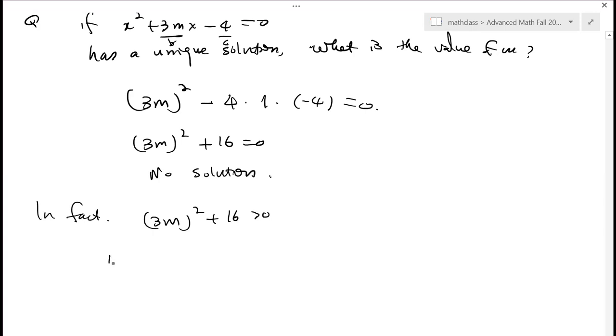So it has two distinct solutions. Right? It has two distinct solutions. Remember, a quadratic equation has two solutions, or one solution, or no solutions.